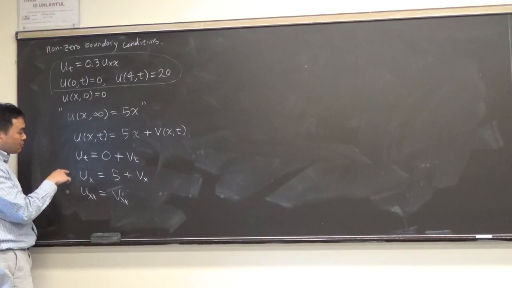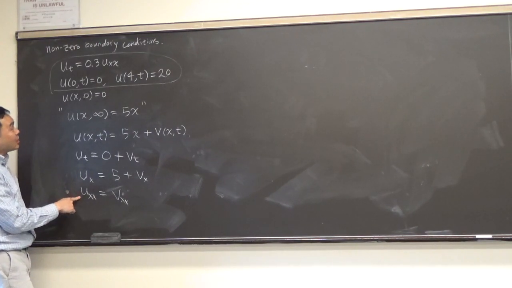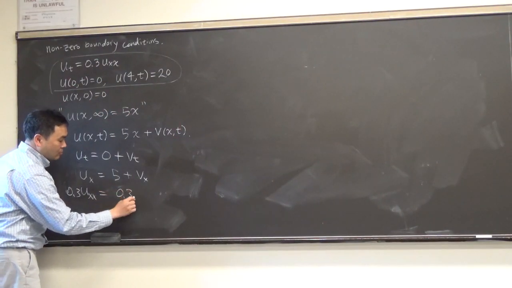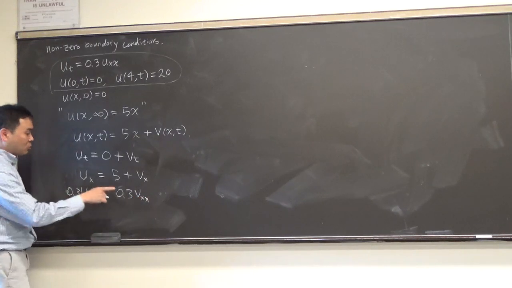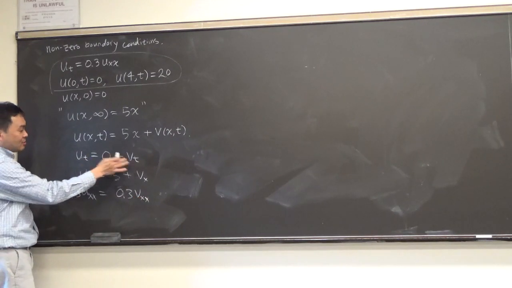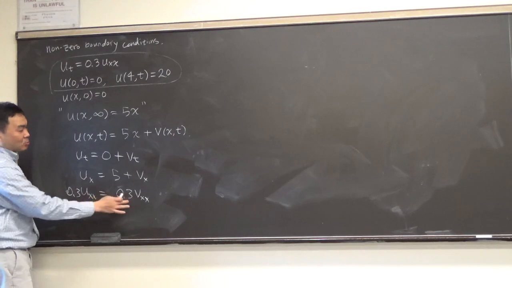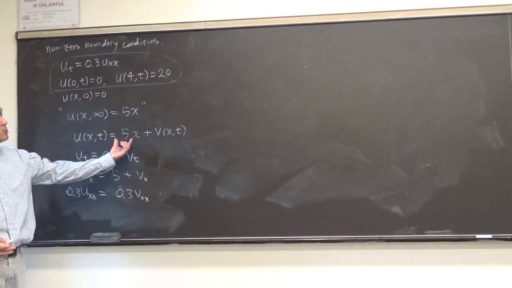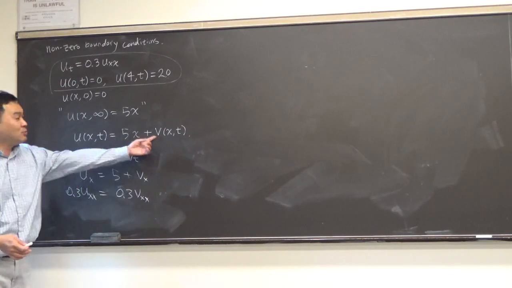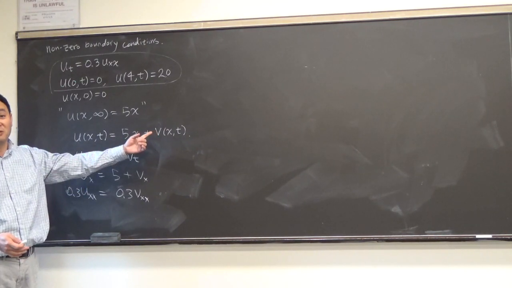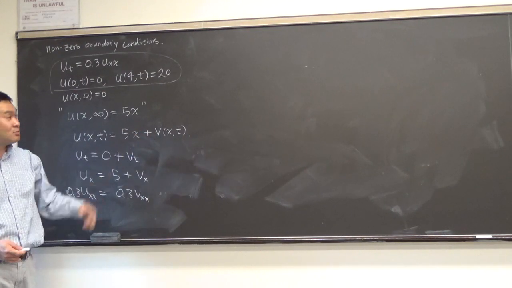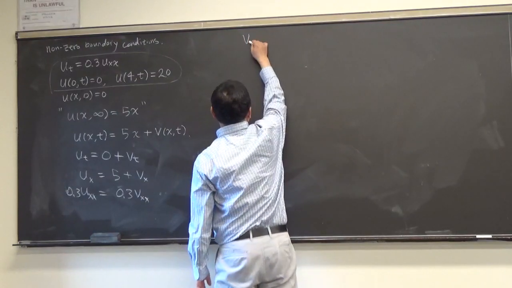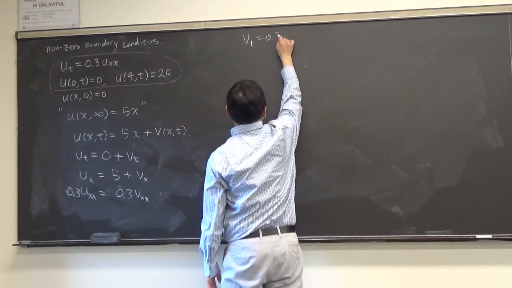So because u_t is the same as u_xx times 0.3, you see that this is equal to this, which is equal to this, which is equal to that. All good? In other words, even if there was a 5x there, v still satisfies the heat equation. Do you agree? Okay, v still satisfies the heat equation. And so that's the first thing. v_t would be 0.3 v_xx.